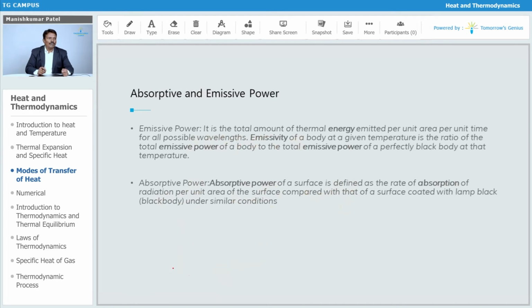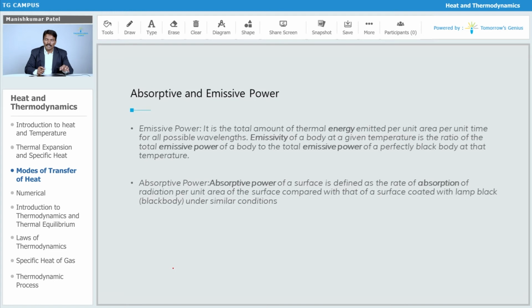Next, what is this absorptive and emissive power? The emissive power is the total amount of thermal energy emitted per unit area per unit time for all possible wavelengths. So this is how much it is going to emit. The emissivity of a body at a given temperature is the ratio of the total emissive power of the body to the total emissive power of a perfectly black body at that temperature.